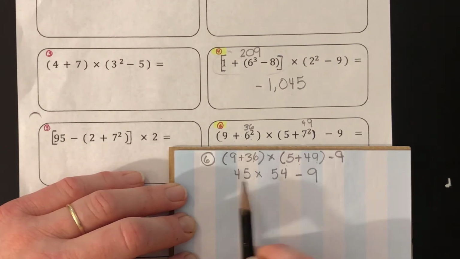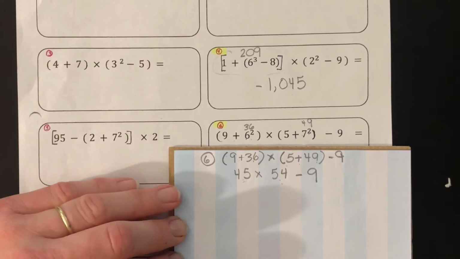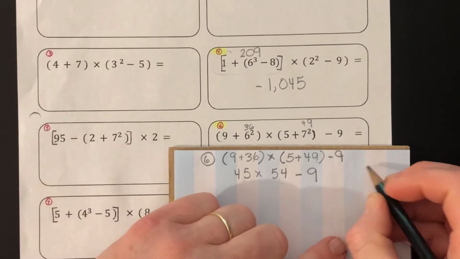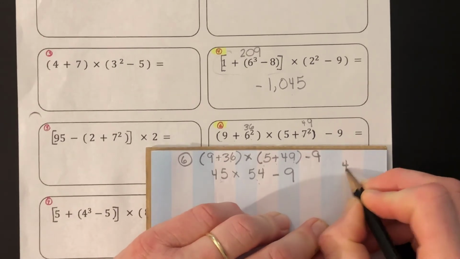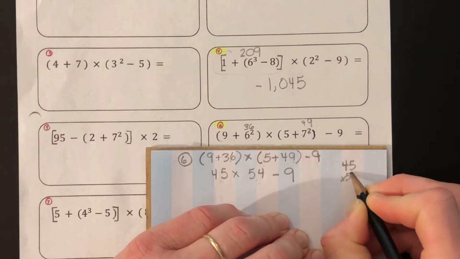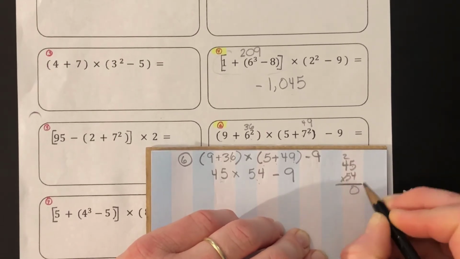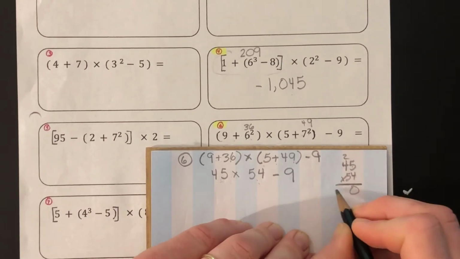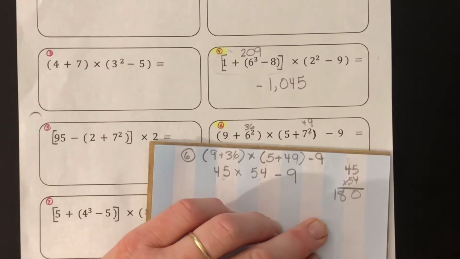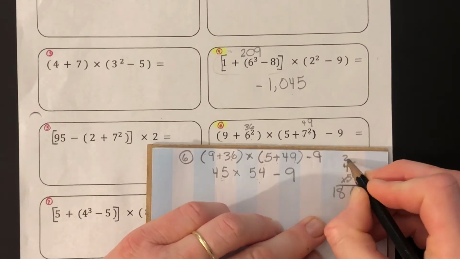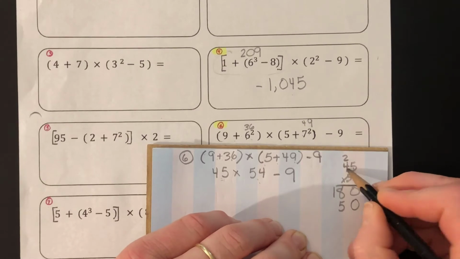So I do multiplication first. I will need to write this one out. I'm going to come over here. 45 times 54. 4 times 5 is 20. 4 times 4 is 16. 18. Erase my little 2. 5 times 5 is 20. Oh, I need another 2 anyway. 5 times 4 is 20 plus 2.